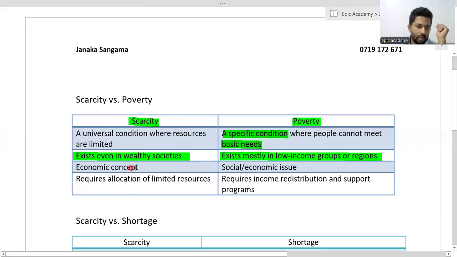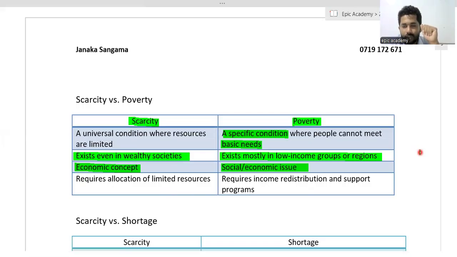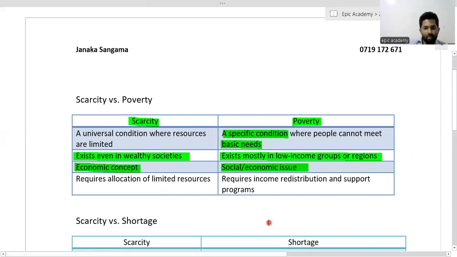On the other hand, scarcity is an economic concept, isn't it? Yes. You cannot touch it because it is a concept. But poverty is a social issue, isn't it? Yes. You can identify poverty as a social issue. Everyone discusses that. Okay, it is also an economic issue, yes, we know that. But mostly people try to understand poverty as a social issue. Right?